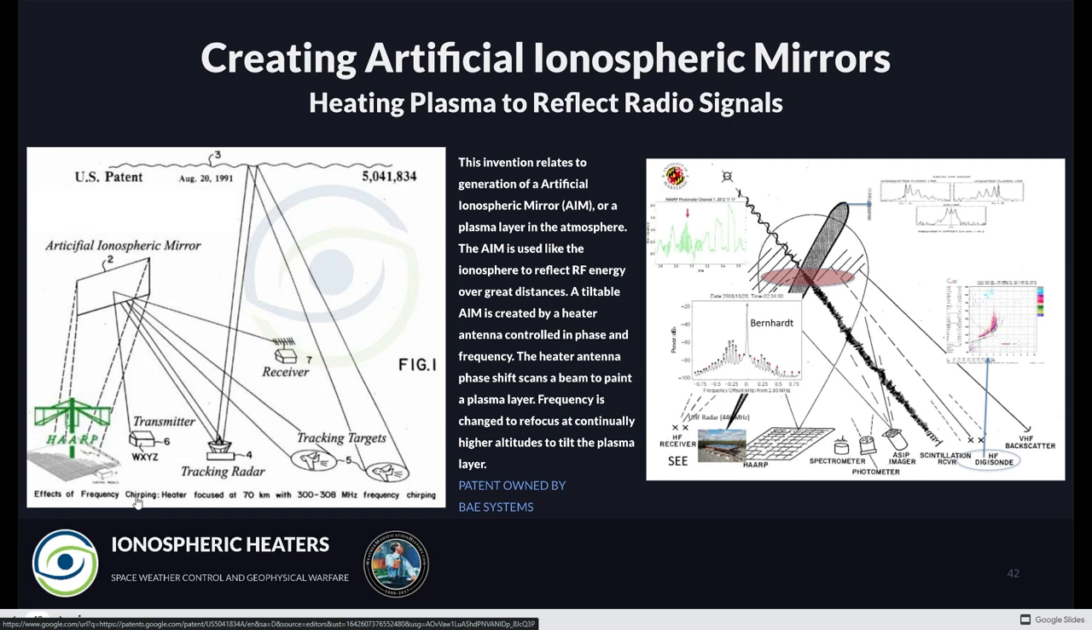Effects in frequency chirping, heating focused at 70 kilometers with a 300 to 308 megahertz frequency chirping.